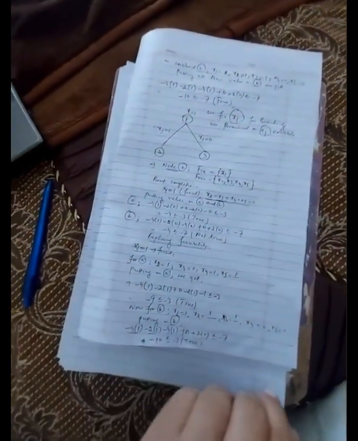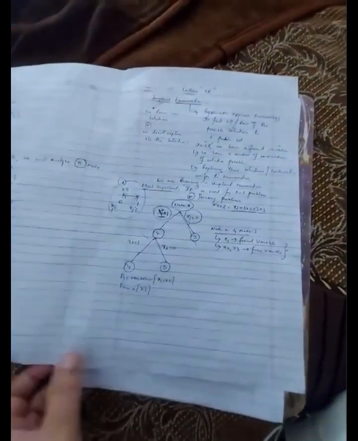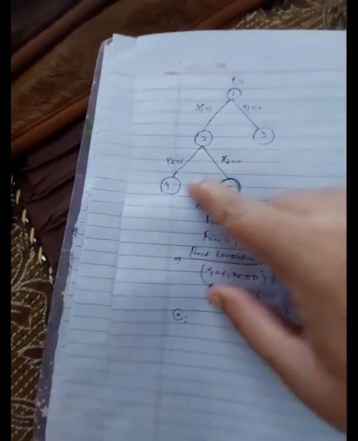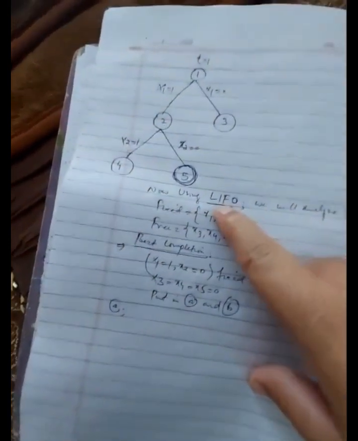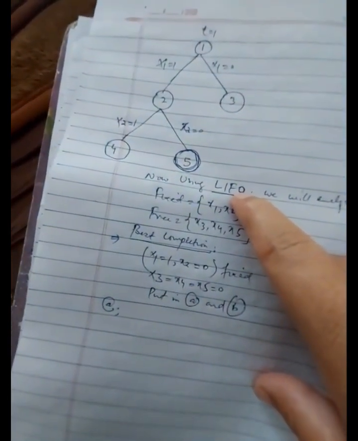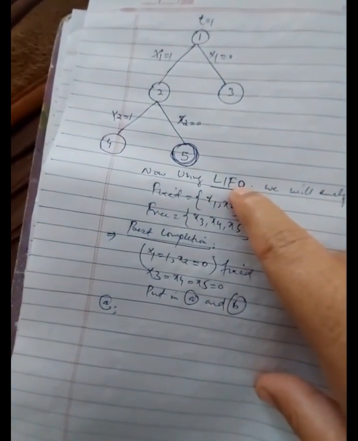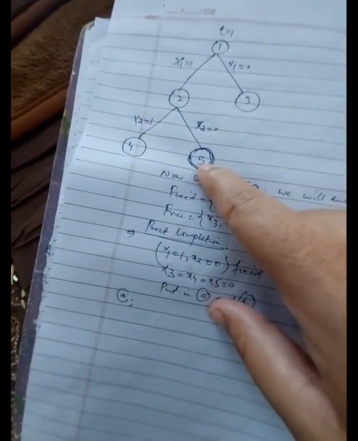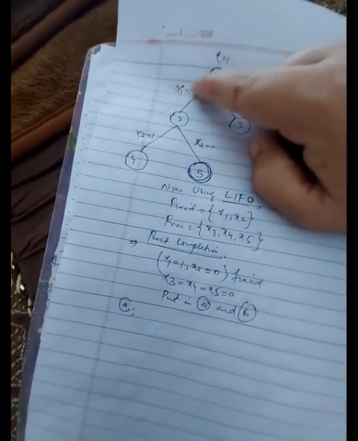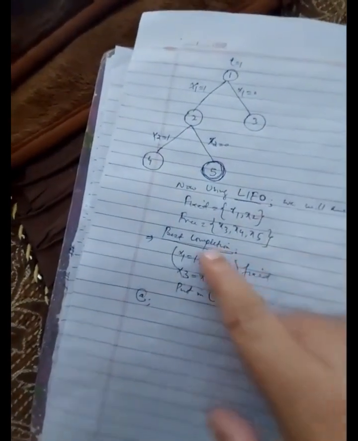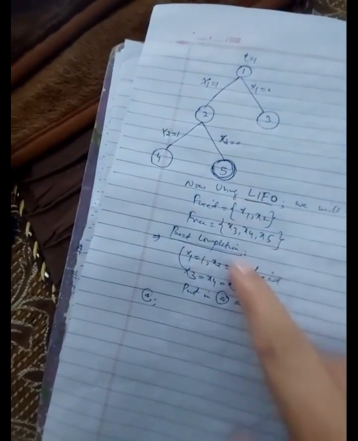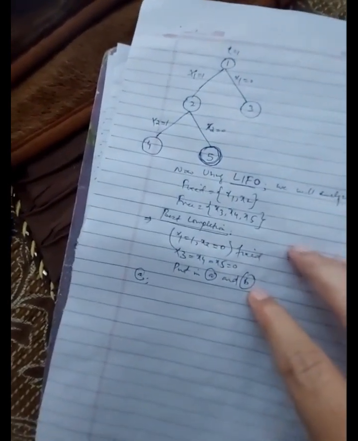Okay. So we did up to this point, where we have x2 and x1 fixed. Now, using the last in, first served LIFO method, we will analyze node 5. For node 5, we say that x1 = 1 and x2 = 0. These two are fixed, and the free variables are x3, x4, and x5. So here we will do the best completion.